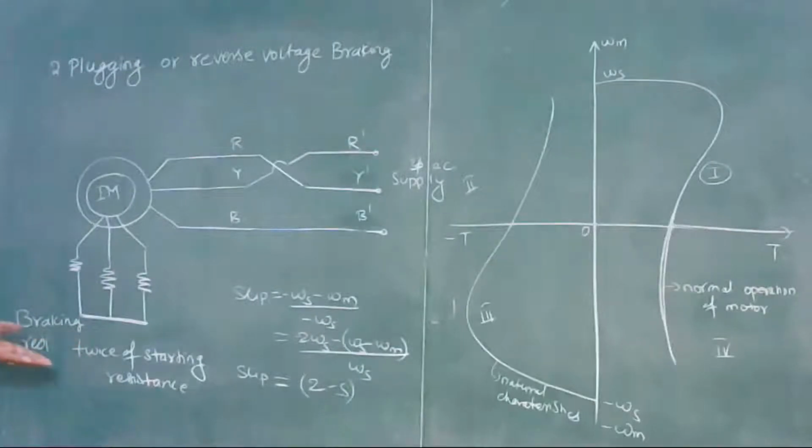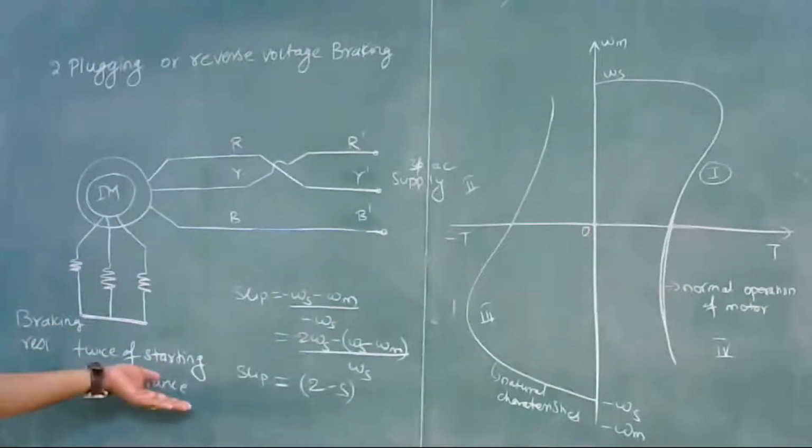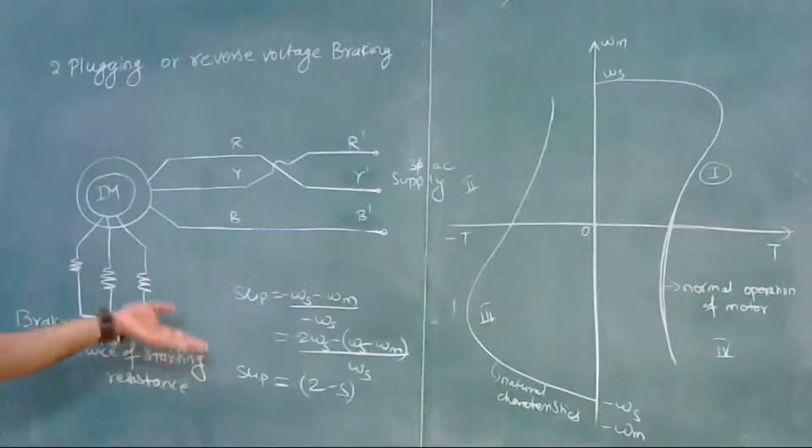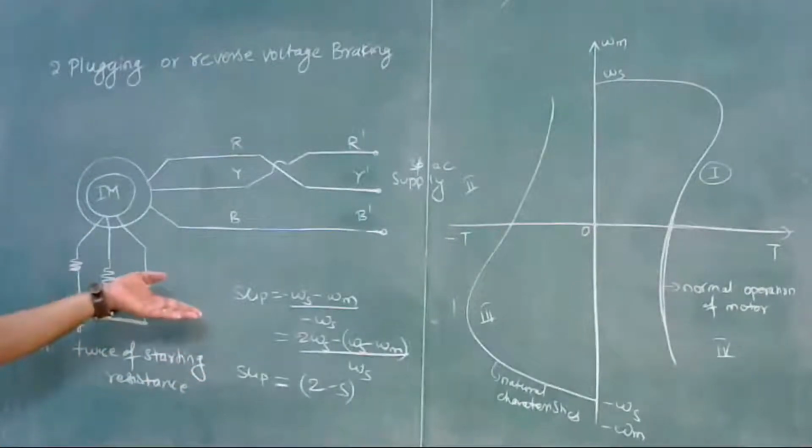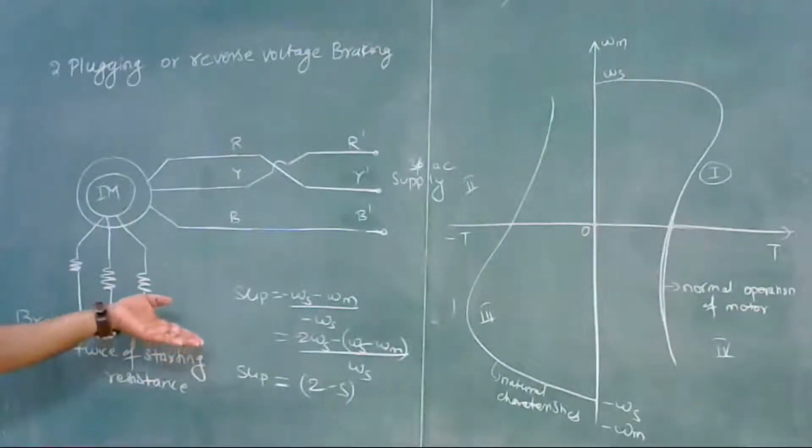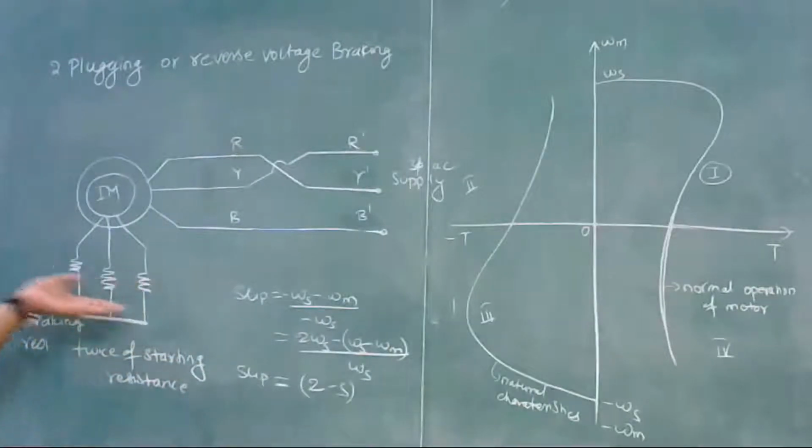So we have to ensure the braking resistance must be nearly twice of the starting resistance, so it can hold this high current. We have to ensure this to limit the braking current to the starting value.